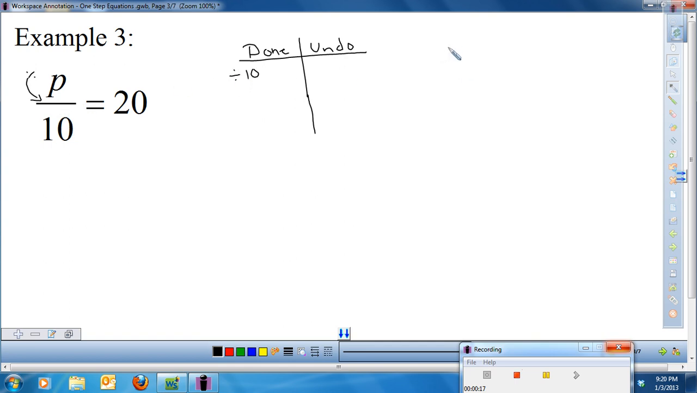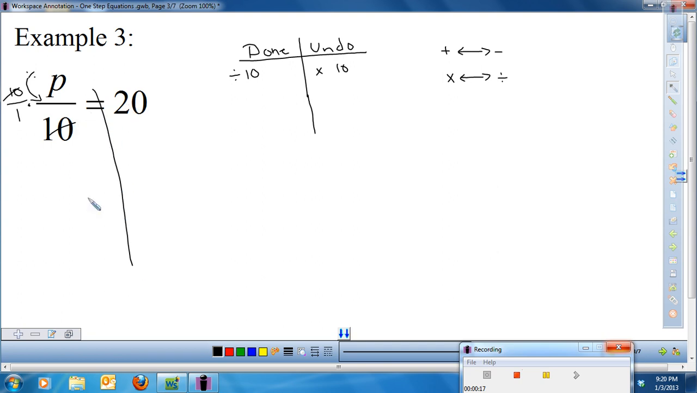And I'm going to remember what happens to inverse operations. What do I use? I use addition and subtraction to undo each other, and I use multiplication and division to undo each other. So how do I undo divide by 10? I multiply by 10. Now this is a little bit tricky. You're actually going to multiply by something called the reciprocal, and that's where you're multiplying by 10 over 1, and these cancel. You take the numerator and you put it over 1. These cancel.